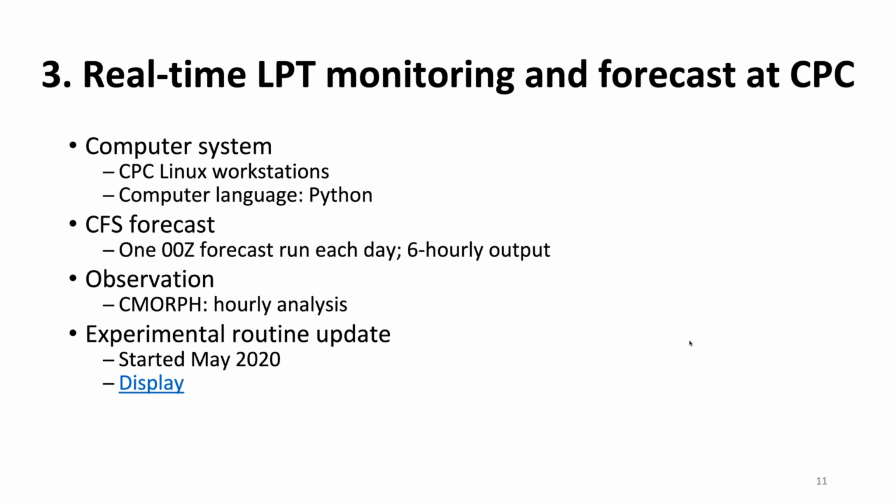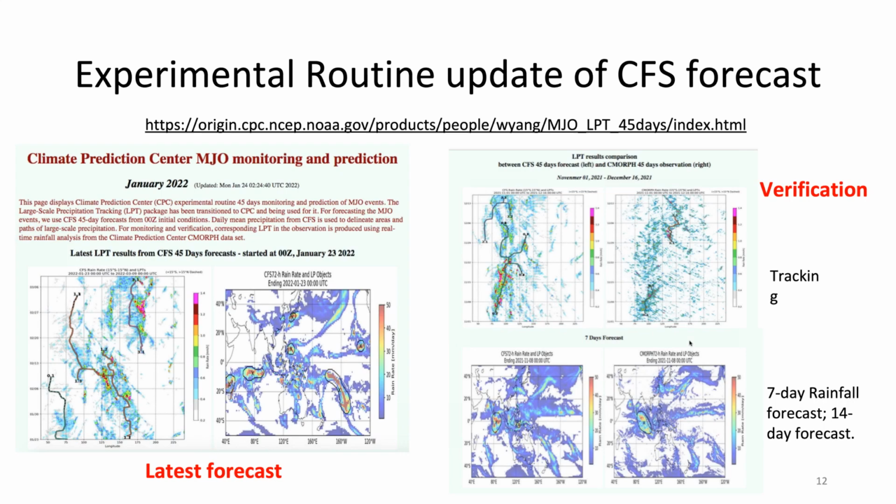And then the goal is to test this for real-time forecast. So we start with one run per day from the 0Z forecast and the 6-hourly output. And we use observed precipitation analysis from CMORPH, which is our analysis. And we developed the experimental page to update this. The update started May 2020. So we have a page to display this.